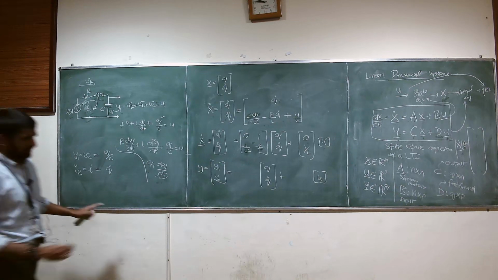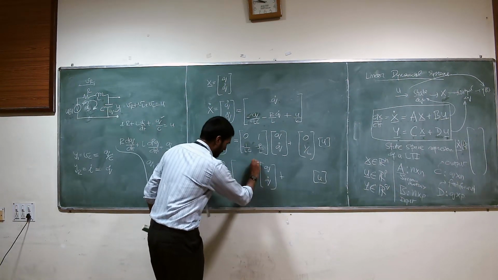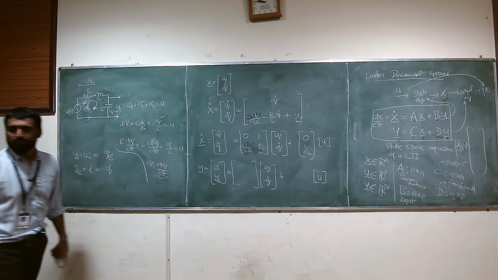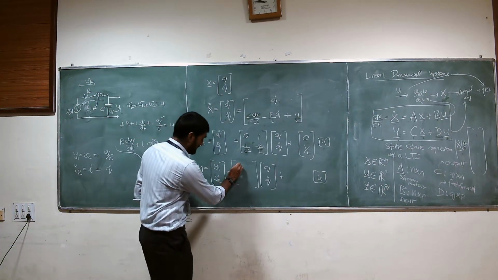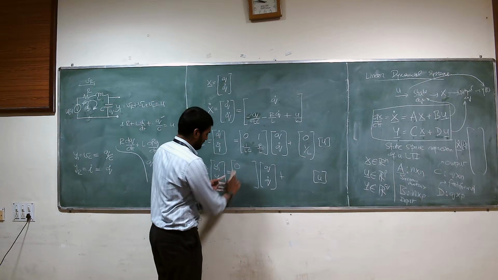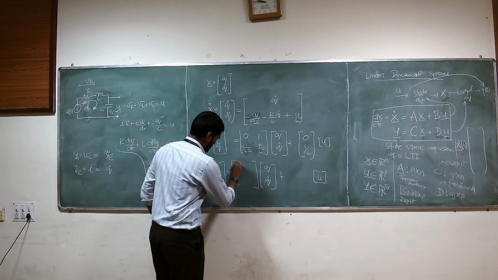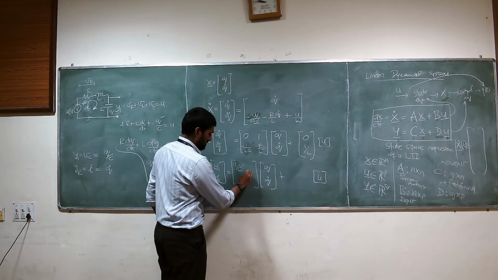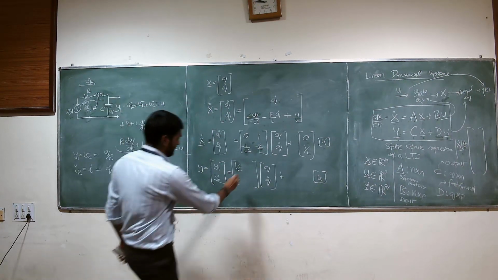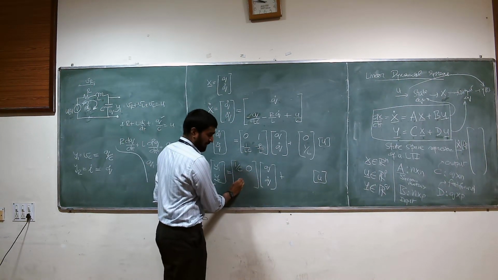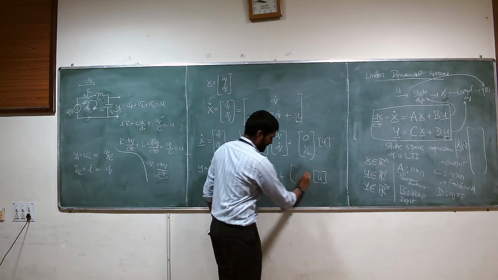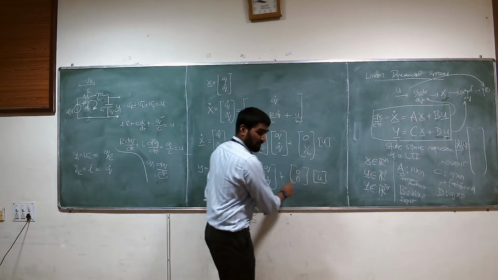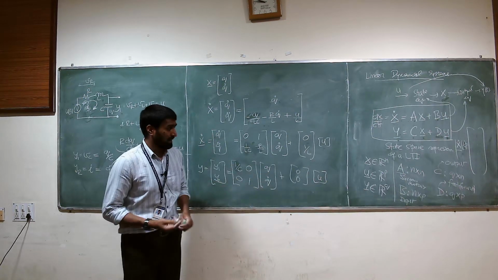2 cross 2. Okay. All right. What will be the elements of C now? Zero, is it? Zero. That's all. And here, there are two outputs, so it has to be 2 cross 1.